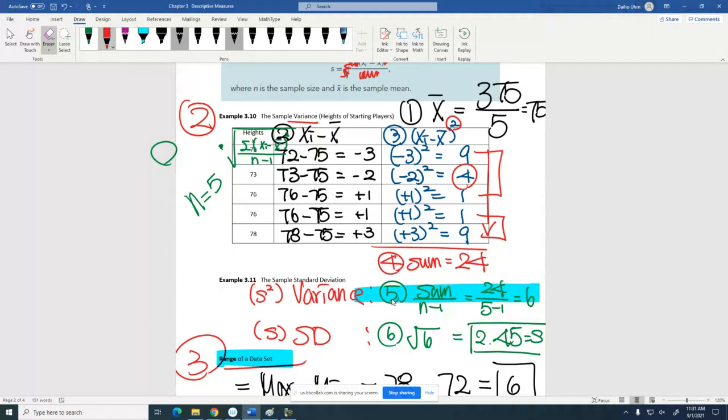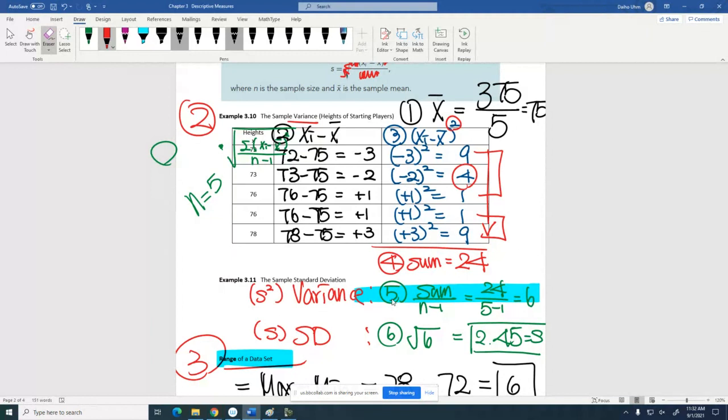Okay, let me think. At the beginning, we had 5 heights, right? What was the unit? Is it feet? My height is 72 feet. It is inches, right? Yeah, it is inches. Remember, the unit, inches. Step number 1, we got 75 as a sample mean, average.